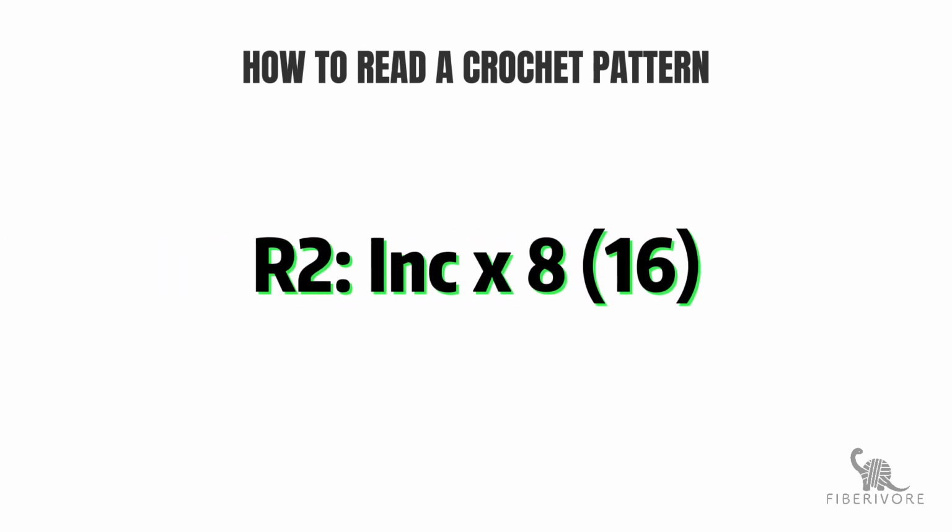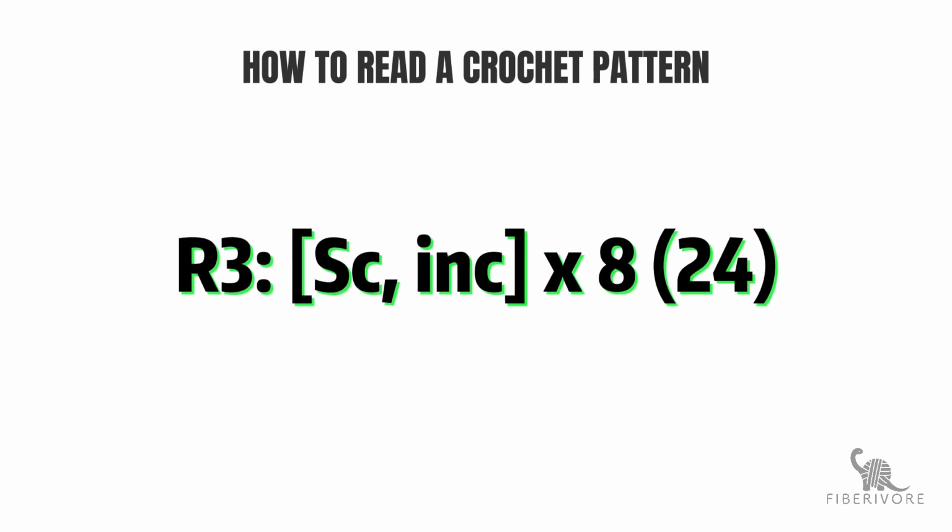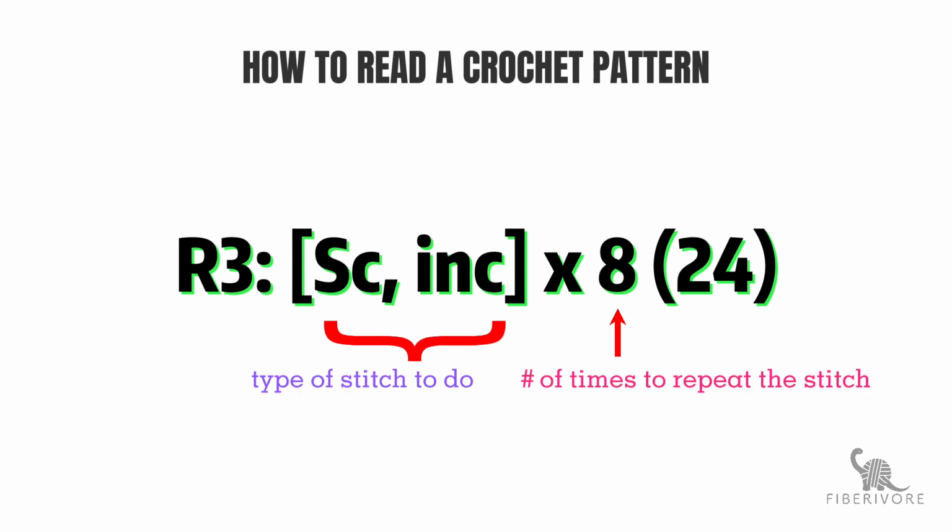INC means to make an increased stitch, and X8 means to repeat that increased stitch 8 times. The number in brackets indicates the total number of stitches in the round after completing the increases, which in this case is 16. This pattern means, for round 3, work 1 single crochet, then increase stitch in the next stitch. Repeat the pattern in the brackets 8 times. Because an increased stitch is actually 2 single crochet stitches in the same stitch of the previous round, the total number of stitches in round 3 is 24.